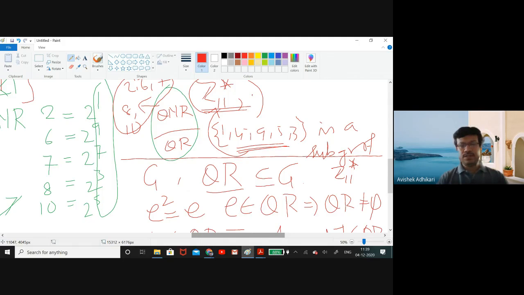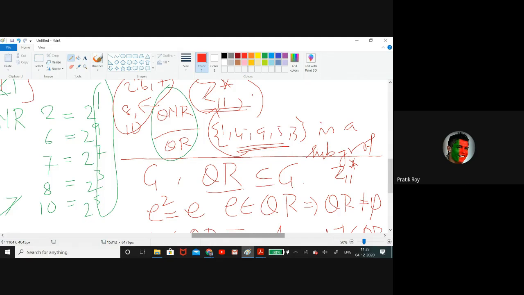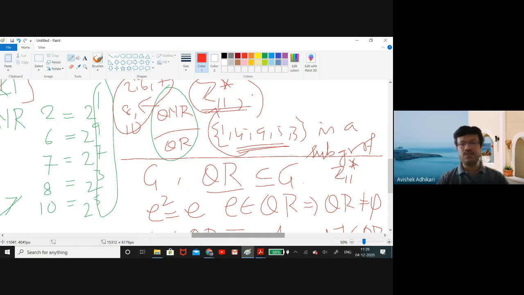What is your opinion? No, sir. 2 is a quadratic non-residue, but 2 squared is a quadratic residue. So it will not be a subgroup. That's a very good answer. But you can also say that the identity element can never be in QNR. To be a subgroup, it should have the identity element, but the identity element can never be within QNR. Also the closure property will not be satisfied here. So it's clear to all of you.